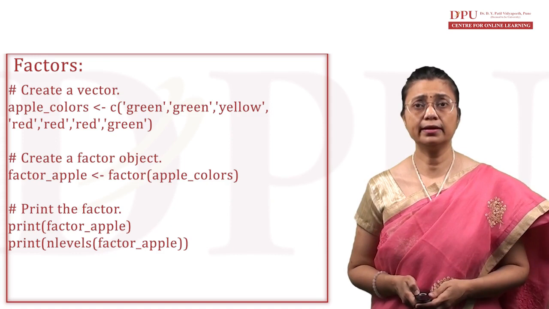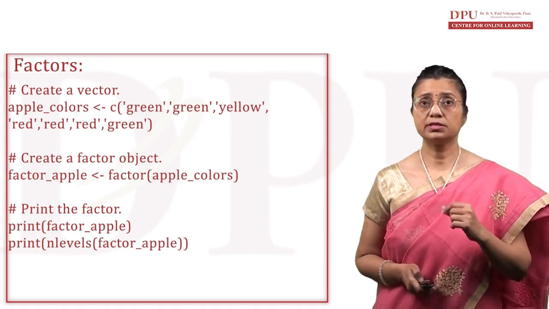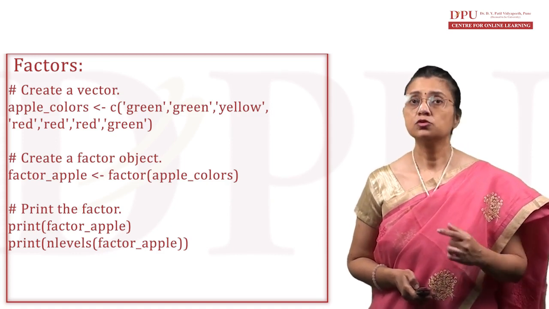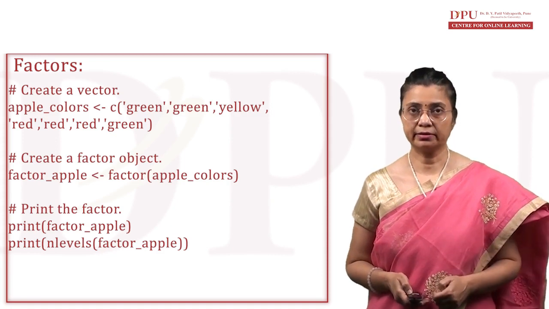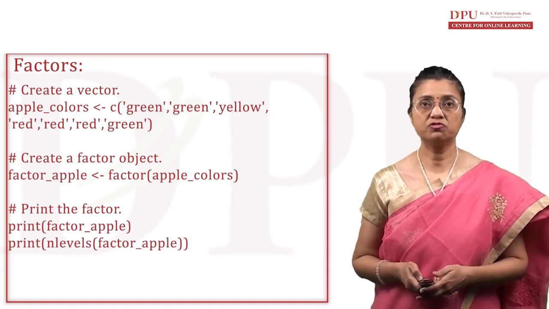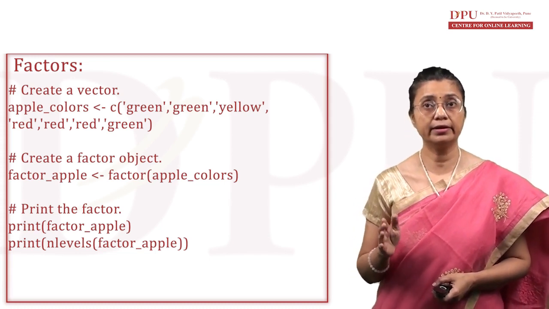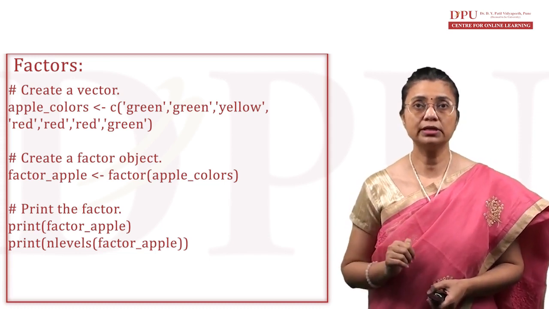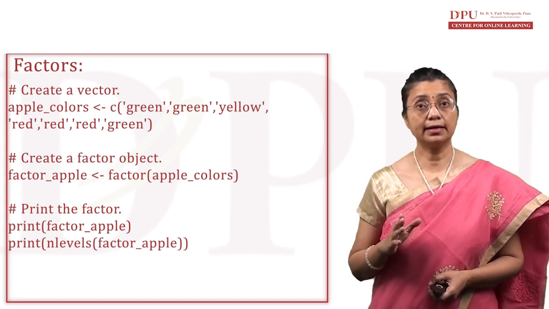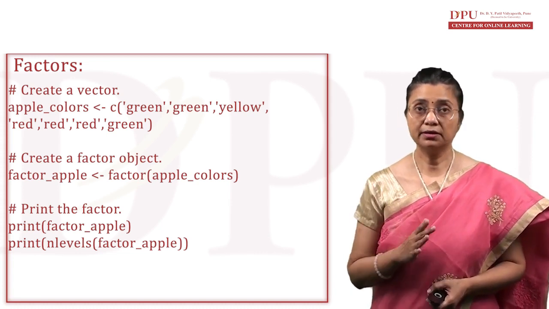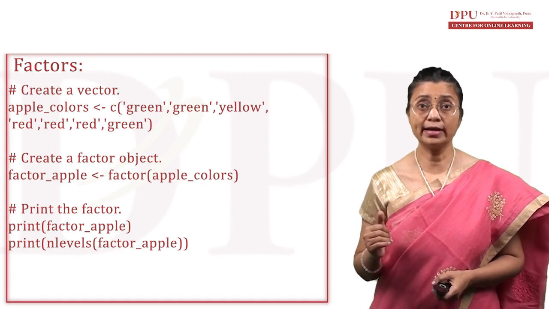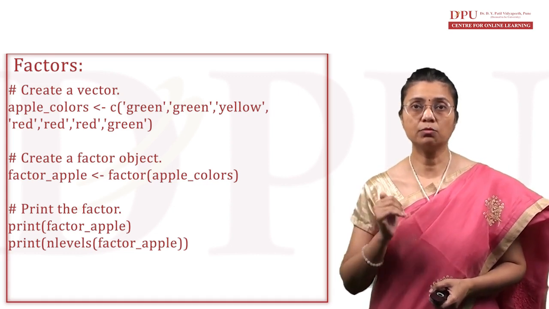Let's take this example and understand the concept of vector and factor. We all know how to create a vector. We have created a vector with the help of the c function, where I have put the data green, green, yellow, red, red, red and green. You can see over here that apple colors are either green or yellow or red, but the values are repeated. So now I'm creating a factor object.